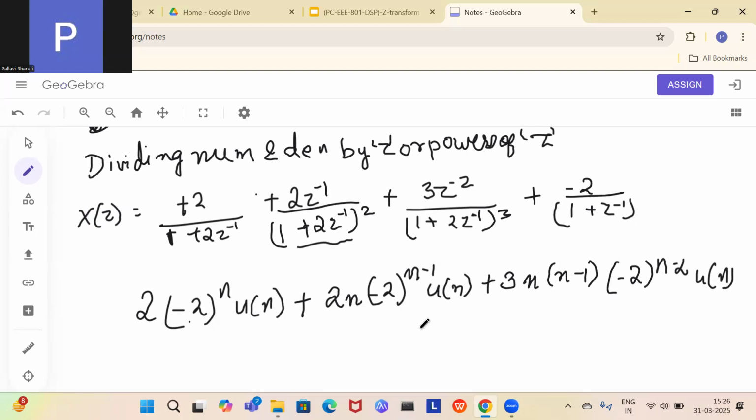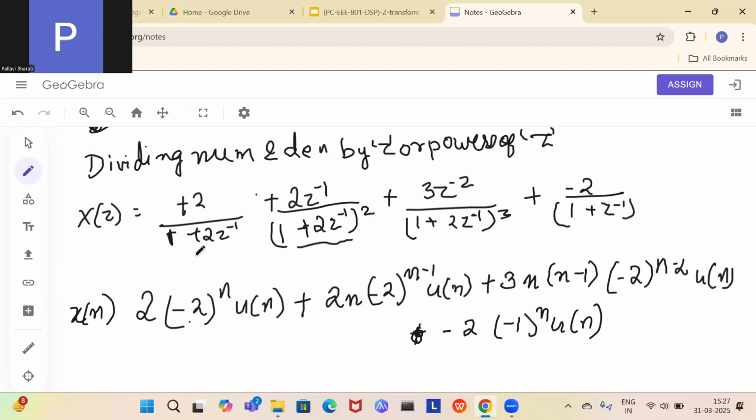Fine. Now the final one is easier. So I'll remove this plus. There is a minus 2 minus 1 to the power n u[n]. Right. So here what we are going to get is minus 1 to the power n u[n]. So this is all about this. Like this is the x[n]. This is my x[n].